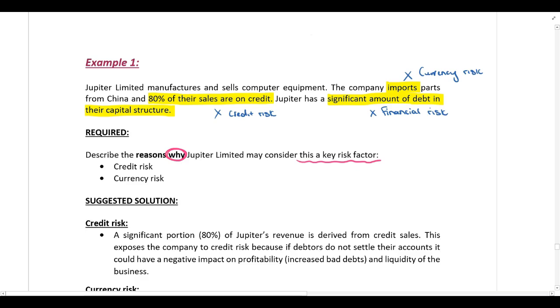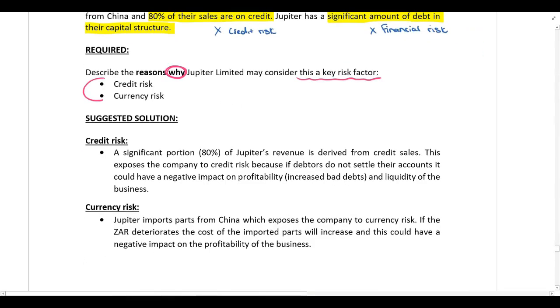So please note, you'll see as we go through example 2 and example 3, risk can be tested in a lot of different ways. So in example 1, you don't need to identify the risk. The risks have been identified for you. You just need to explain why they are risks. So if we look at the suggested solution, first we need to explain why credit risk is a risk for Jupiter Limited.